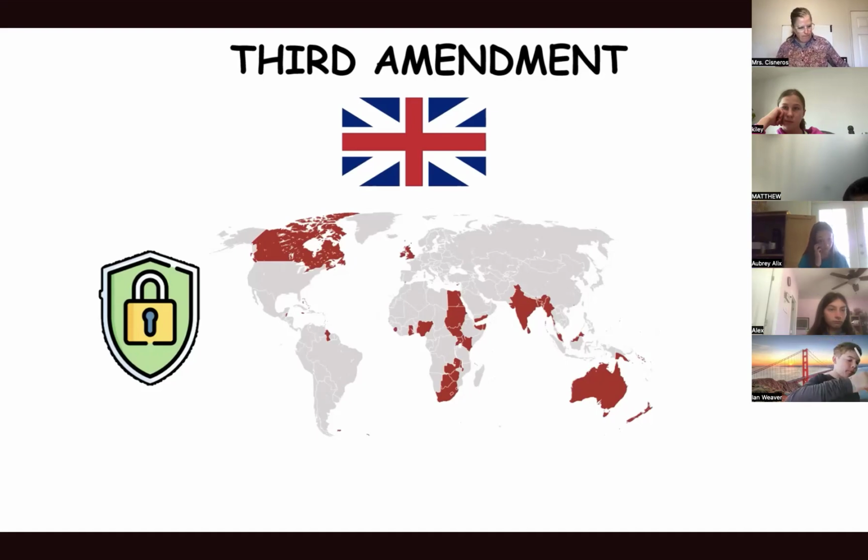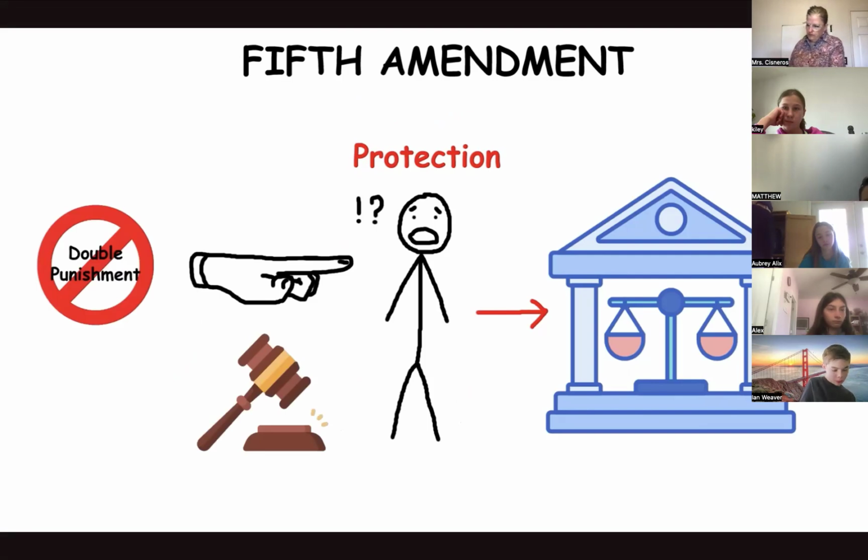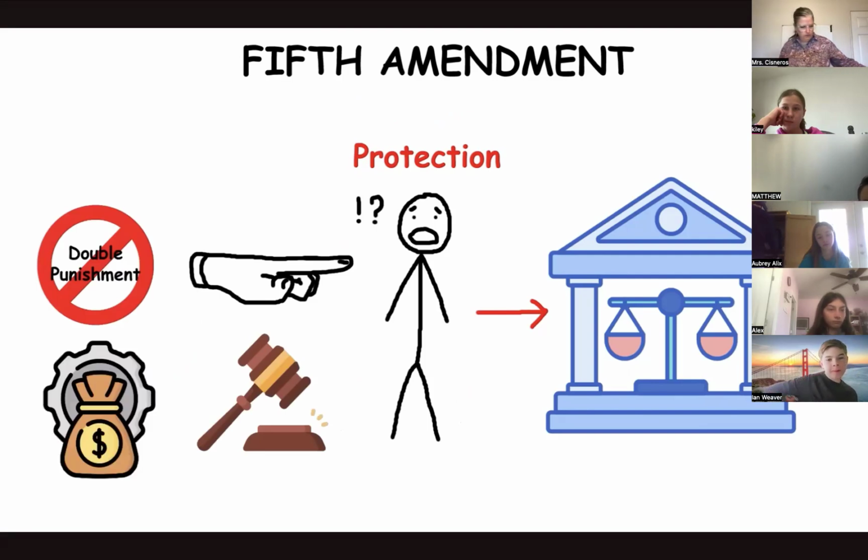Fifth Amendment provides protections in legal processes, including protection against self-incrimination, guarantees due process of law, prohibits double punishment for the same charges, and ensures compensation for the taking of private property for public use. It safeguards personal liberties and property rights in court.